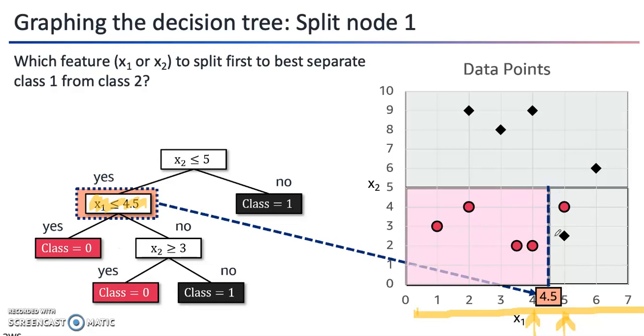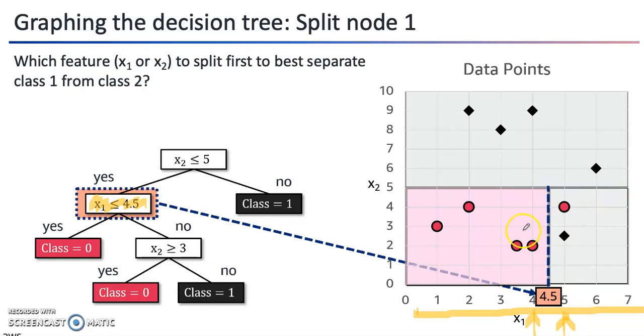So 4.5 is used as a threshold, and that serves to divide the pink region into one subregion that is pure. All points to the left of 4.5 in the pink region are of the same class, with the class equal to 0, and then there are 2 points to the right. So on the left, pink is pure, just like the points above 5 in the original upper region, and now we have a region to the right of 4.5 with only 2 points.